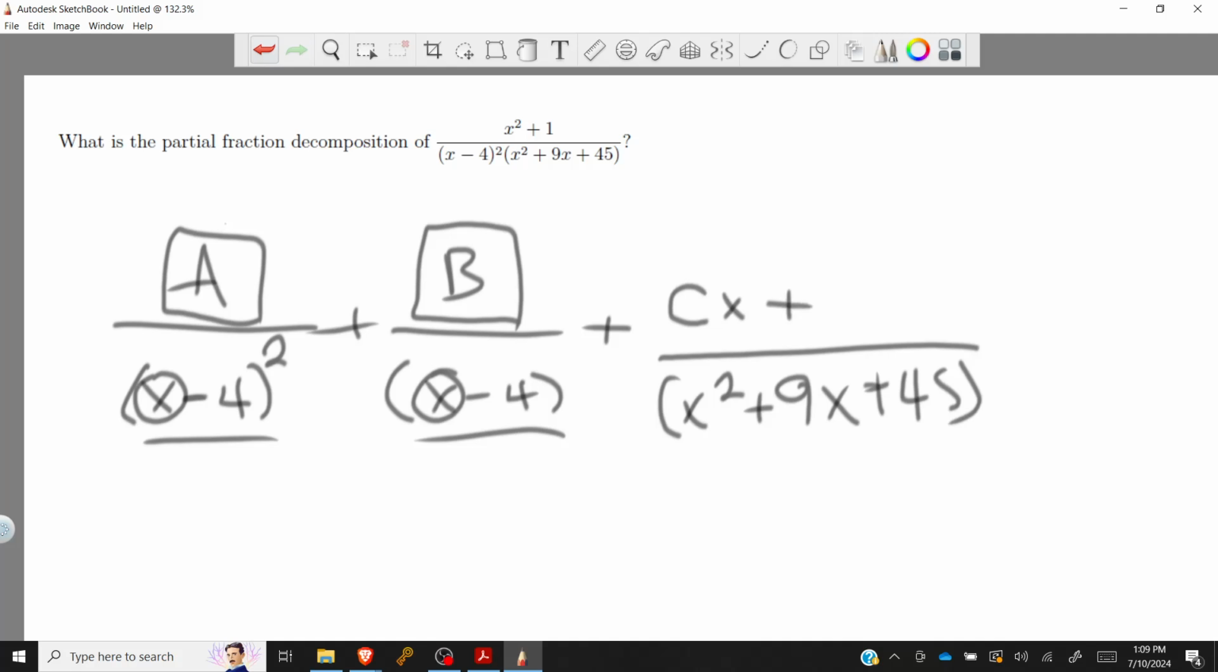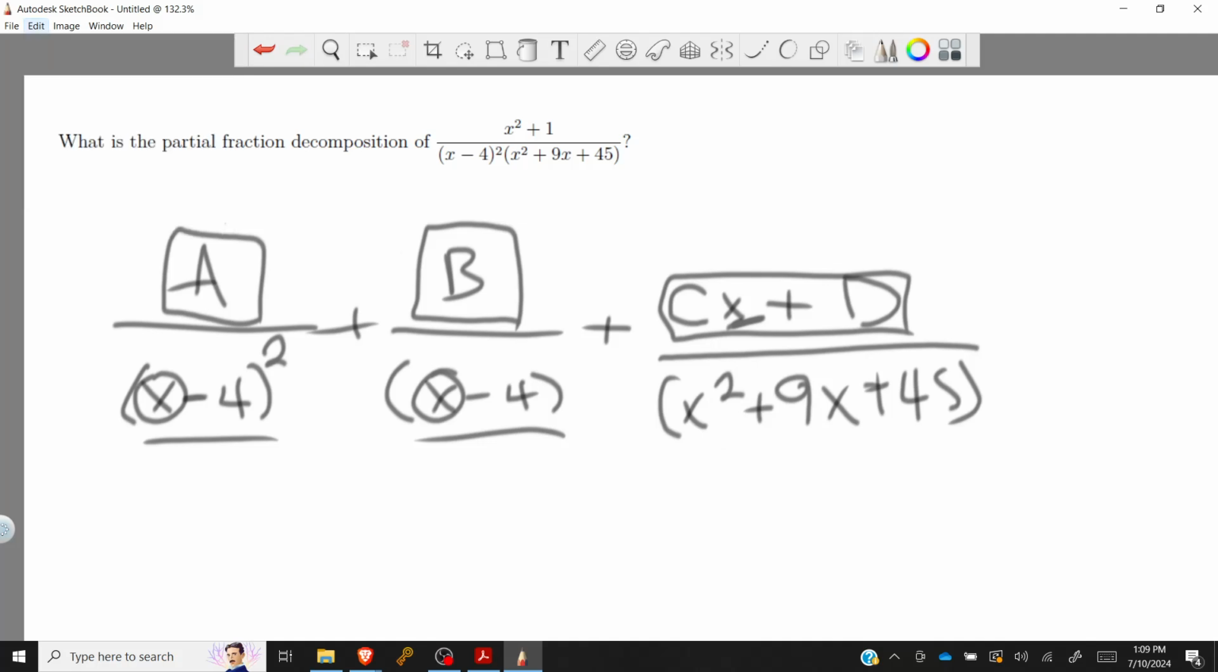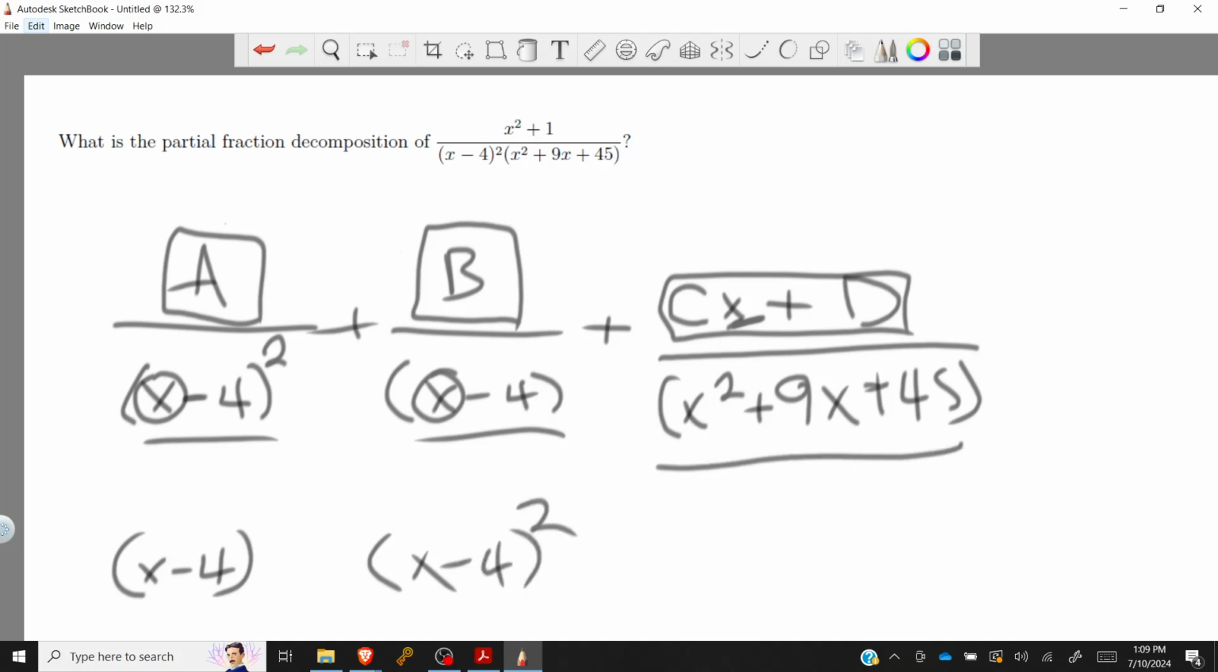And this is when you introduce this sort of thing, because this top part is always going to be 1 degree lower than this bottom part, which is to the power of 2. So the decomposition of this one, you'd have one fraction with x minus 4, one with x minus 4 squared, and then one with that whole polynomial.